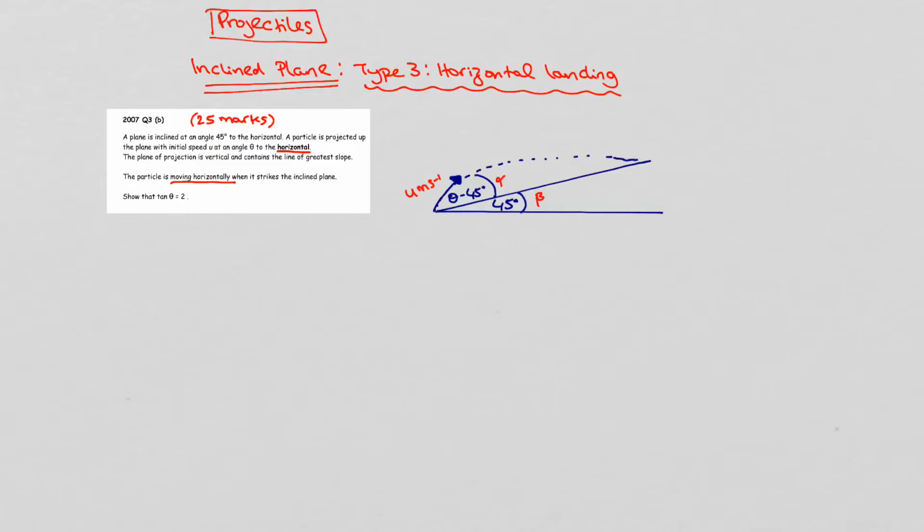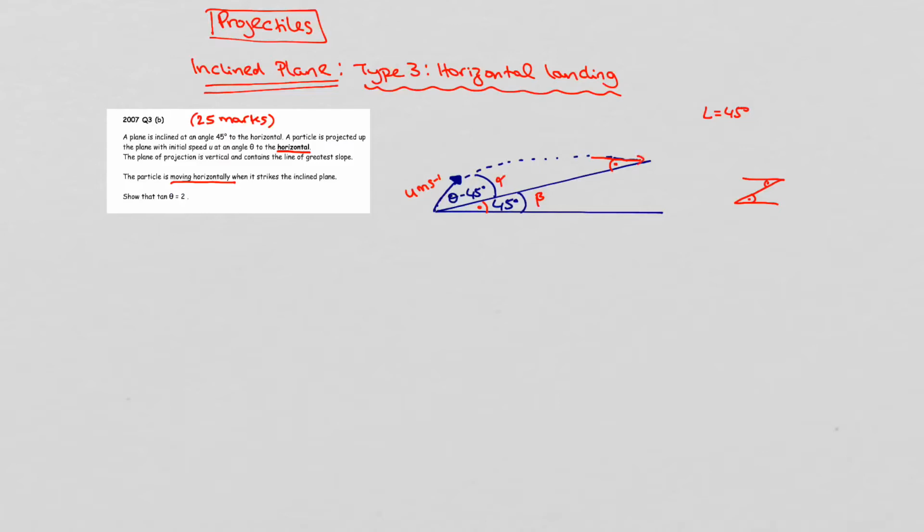Now, when landing horizontally, we have to note that if it's horizontal to the ground, well, we have then alternate angles from geometry. So in other words, we have our transversal cutting two parallel lines, so therefore they must be equal. So therefore we can say our landing angle must equal 45 degrees.